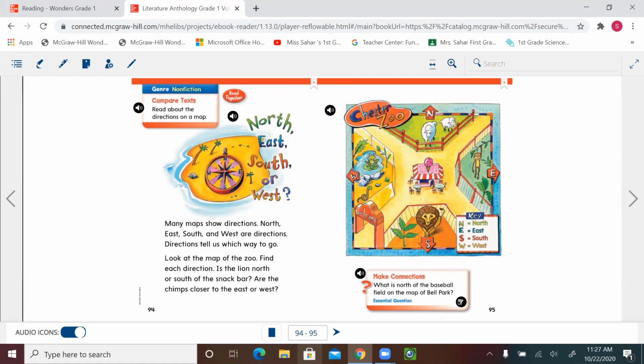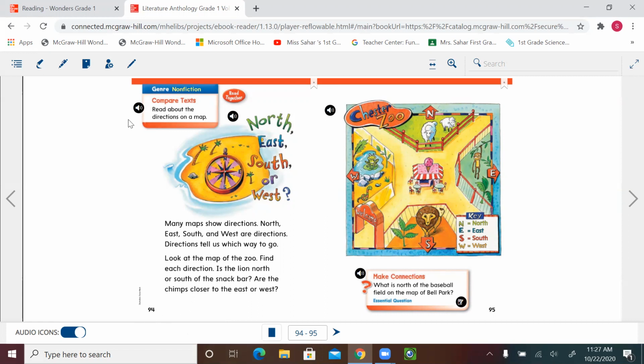We learn about the key, which is give you a symbol for the places that you will find in your map. And also we learn about what every symbol stands for in a different map.